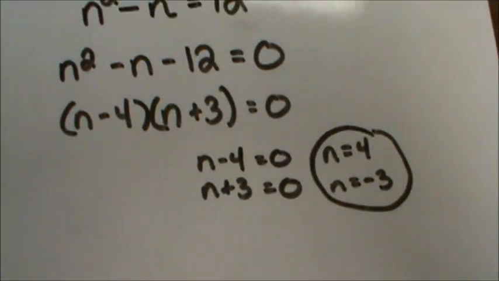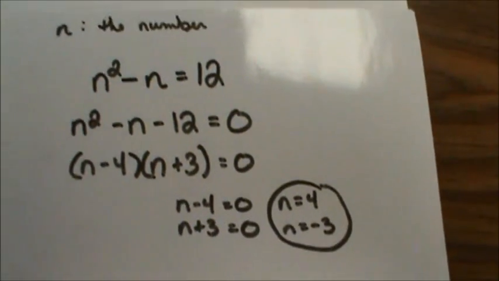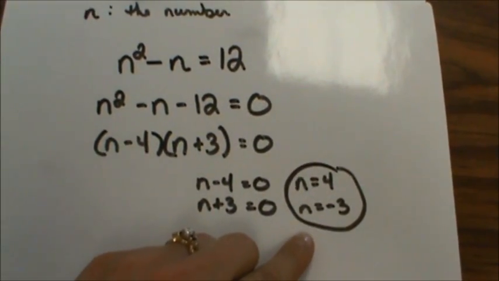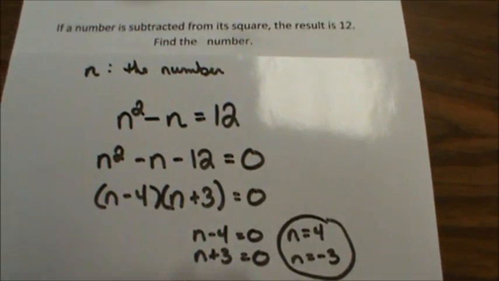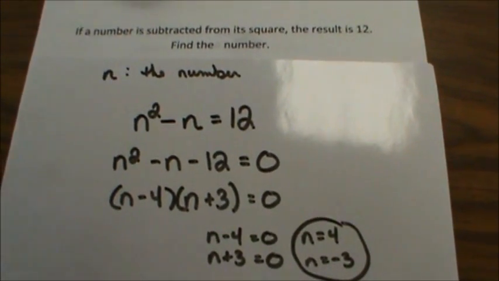If I go back to the original problem, it says find the number. And this answer actually has two problems that could work. So my answers would be 4 or negative 3.